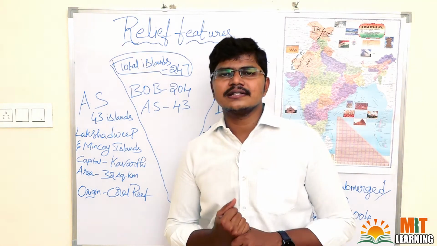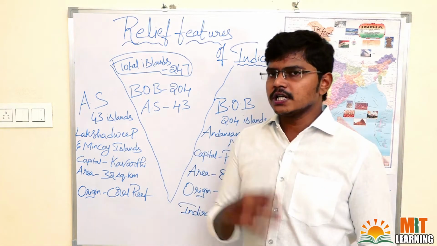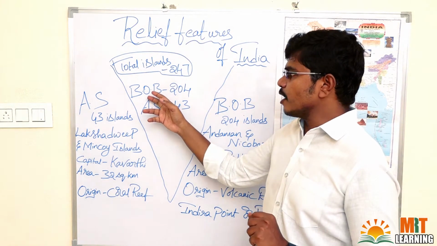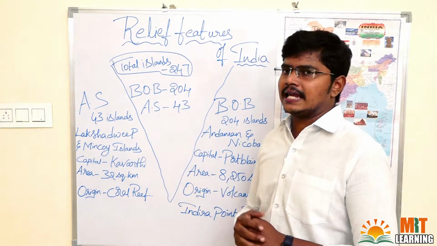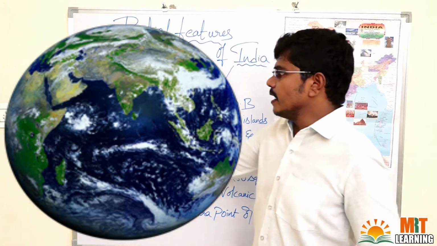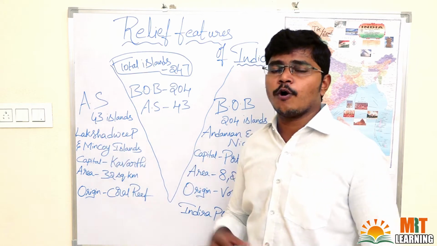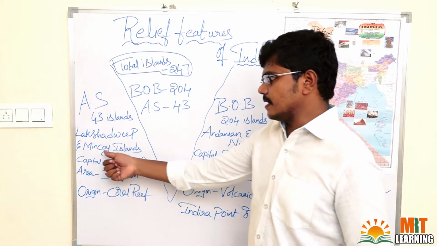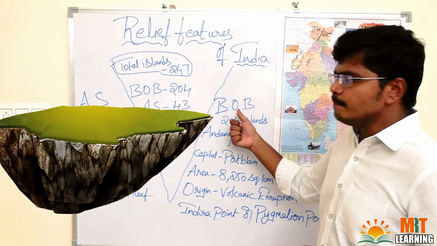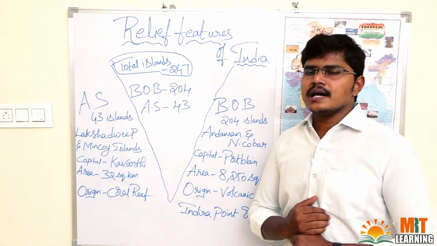Many are confused that India has two islands, but not two islands. Two groups of islands we have. Total how many islands? 247 islands. In that, in the Bay of Bengal we have 204 islands, and in the Arabian Sea we have 43 islands. The Arabian Sea islands are called Lakshadweep Islands or Minicoy Islands. The Bay of Bengal islands we call the Andaman and Nicobar Islands.